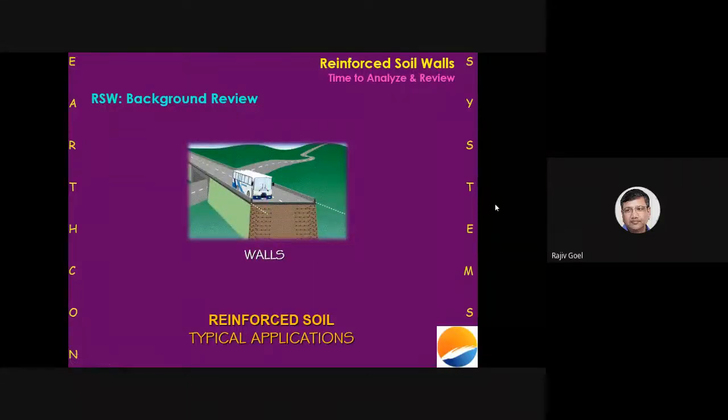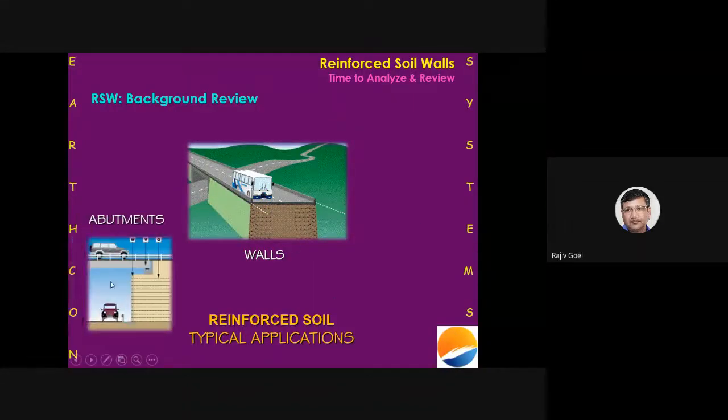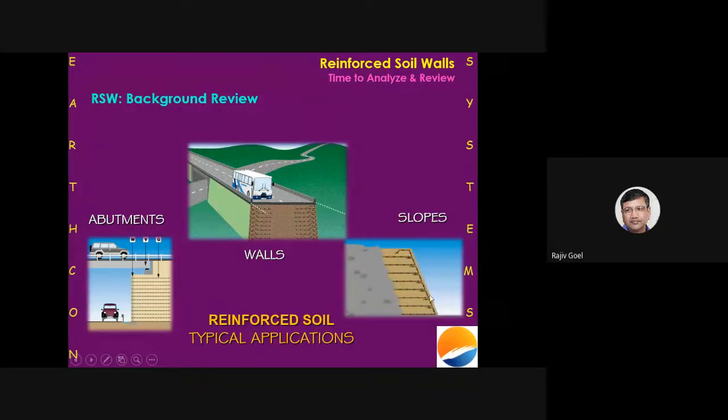Examples of applications: we do walls, we do abutments. When I say we do abutments, here the bridge is resting on a reinforced soil wall abutment. There is no pier or pile cap here. Okay, so this is a wonderful construction technique which has somehow not become very popular in India. And we can do reinforced soil slopes, which we can do at about 45 to 70-degree angles.